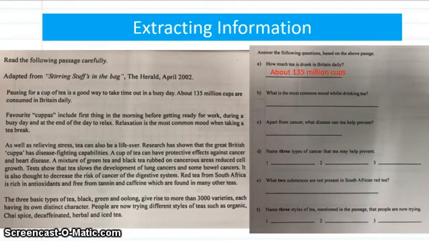What's the most common mood whilst drinking tea? Relaxation. Apart from cancer, what disease can tea help prevent? Heart disease. Name 3 types of cancer that tea may help prevent, which is lung, bowel and digestive system cancer. What 2 substances are not present in South African red tea? That's tannins and caffeine. And 3 styles of tea mentioned in the passage that people are now trying. And you've got 5 choices, any 3 of organic, chai spice, decaffeinated, herbal or iced.